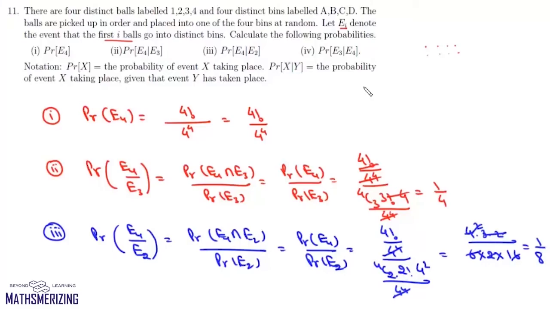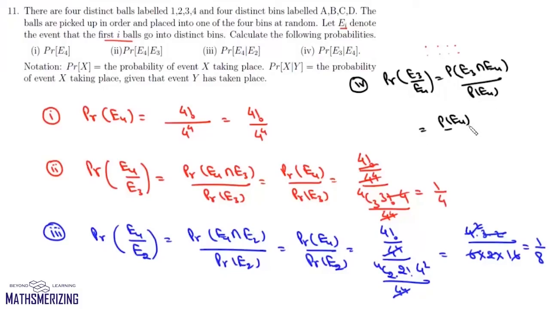And then finally, this probability of E3 upon E4 will be probability of E3 intersection E4 upon probability of E4. Now probability of E3 intersection E4 is probability of E4 and it will be upon probability of E4, which is 1. So this is a sure event. So the required probabilities are factorial 4 upon 4 to the power 4, 1 by 4, 1 by 8 and 1.